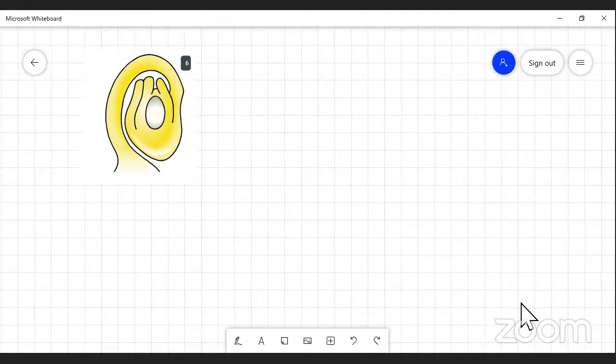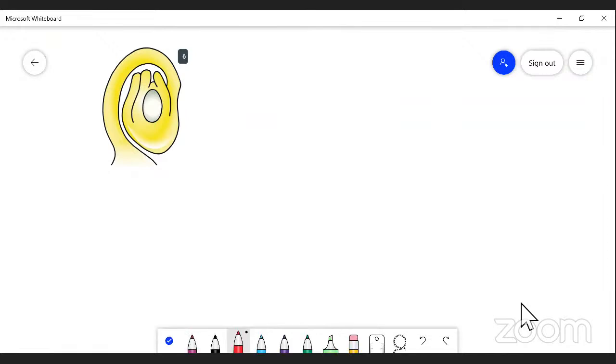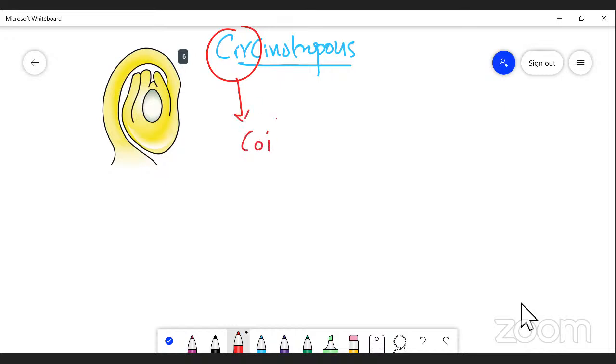We are dealing with the last category, that is Sarcinotropous. The term sarcino means a coil-like structure. I repeat once again, the term sarcino means it becomes like a coil-like structure, because this is a funicular region.